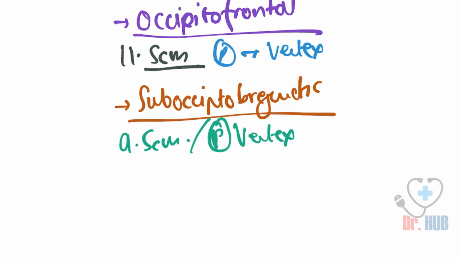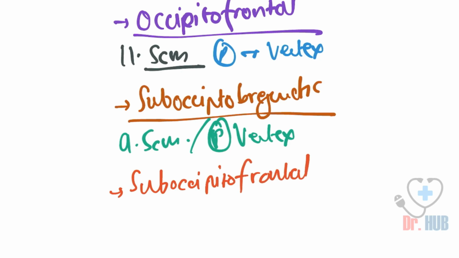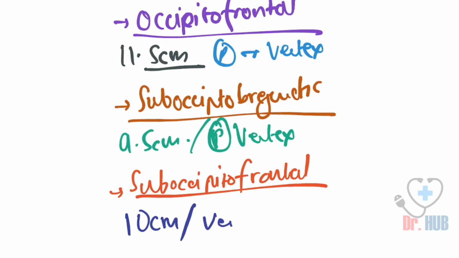Then we look at the sub-occipito-frontal. What is the sub-occipito-frontal? So the sub-occipito-frontal means that the length is 10 centimeters and the presentation is the vertex.